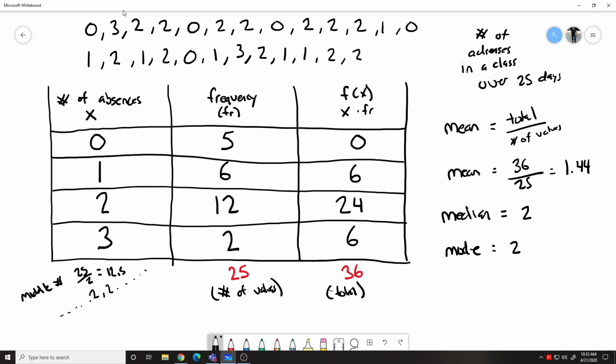And lastly, the range. The range, of course, would be the largest number in your data set minus the smallest number in your data set, or 3 minus 0, which is 3. So I have a range of 3. So you can see a frequency table makes it quite easy to deal with a large set of data, and to quickly calculate the mean, median, mode, and range is quite easy.